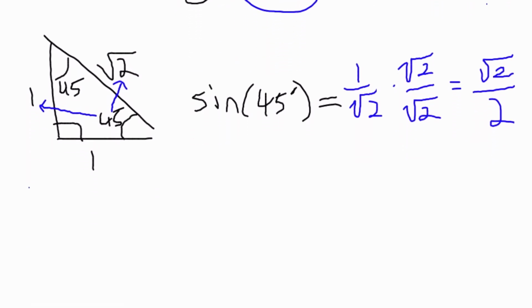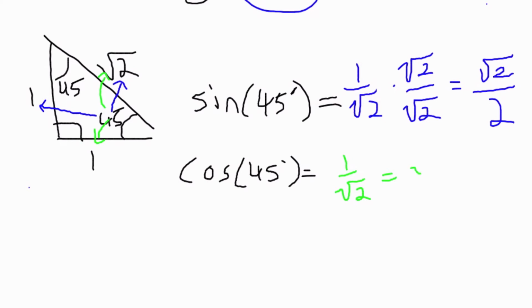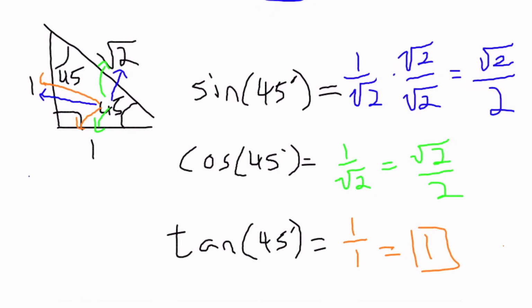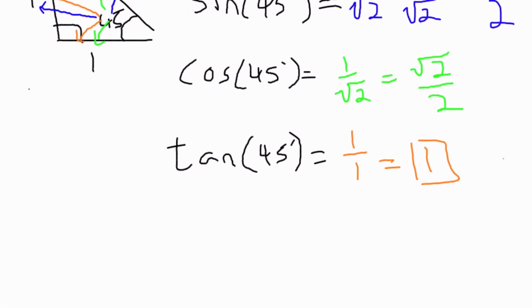Cosine is found the same way, but we're going to look at the adjacent over the hypotenuse. And the adjacent over hypotenuse is once again 1 over root 2. Rationalizing, we get root 2 over 2. And the tangent of 45 degrees is equal to the opposite over adjacent. Okay, so we have 1 over 1. So we know the value of the sine of 45 degrees, the cosine of 45 degrees, and the tangent of 45 degrees. And the secant, cosecant, and cotangent will be the reciprocals of the values.